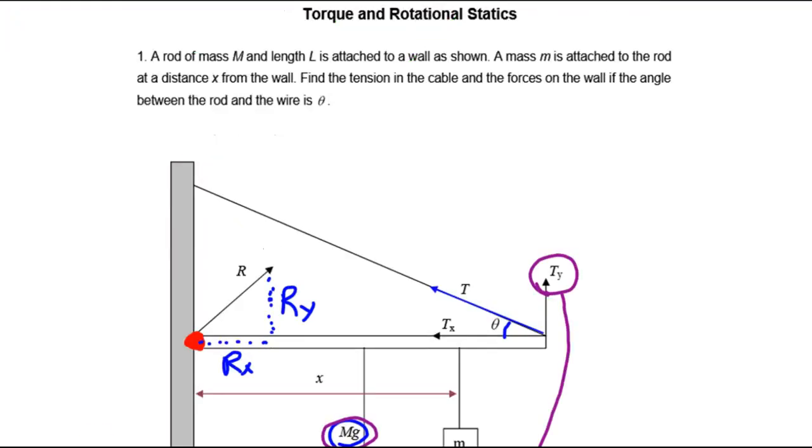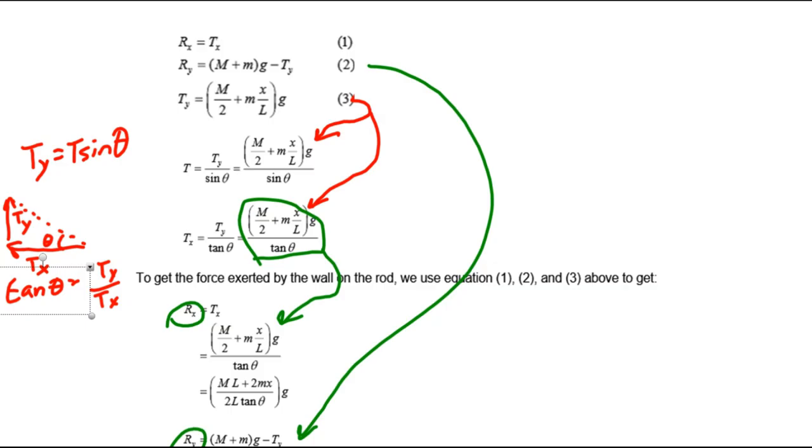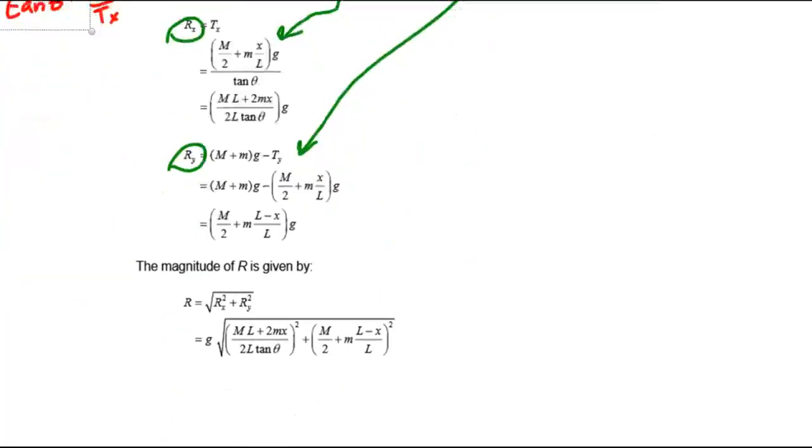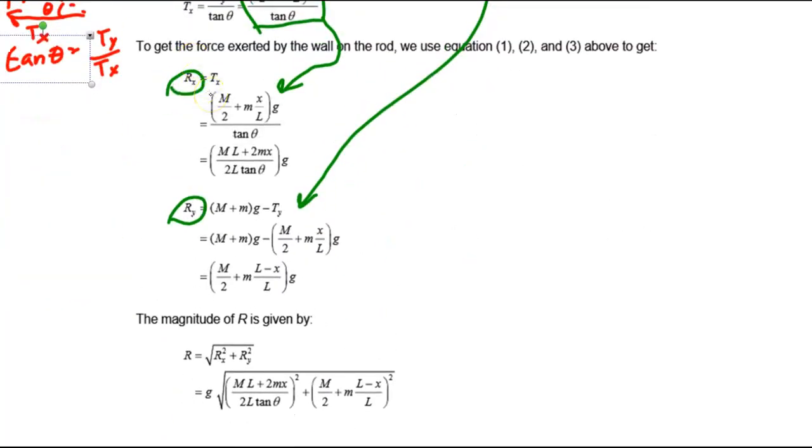In looking back at the problem, I think that the solution really goes beyond what you were asked to solve for here. Because it simply says find the tension of the cable and the forces on the wall. Well, I guess we did both. So let's go back and see if we can find those things. The tension of the cable, well, there it is. And providing you know the masses and G and the angle, you could figure that out. And then the forces at the wall, so you have Rx and Ry and also R. So hopefully that clears things up.